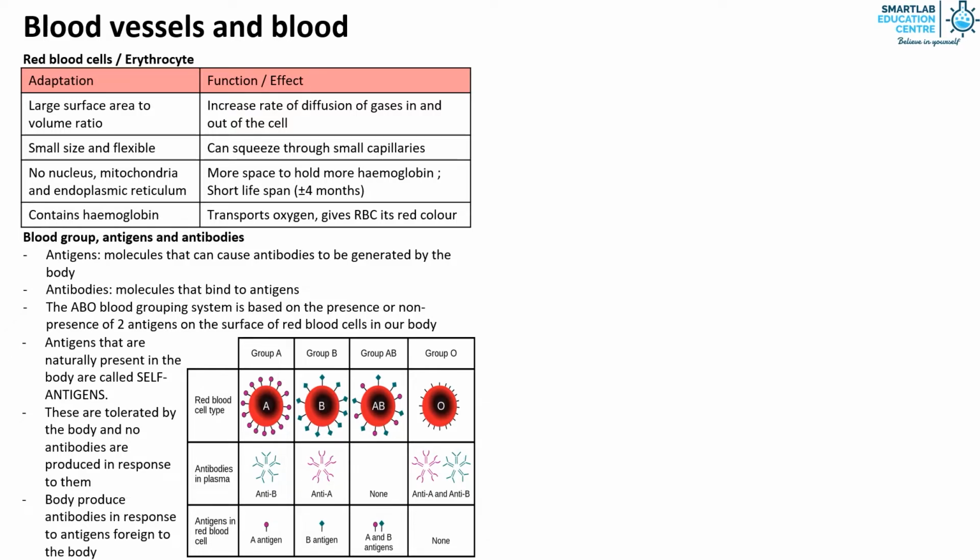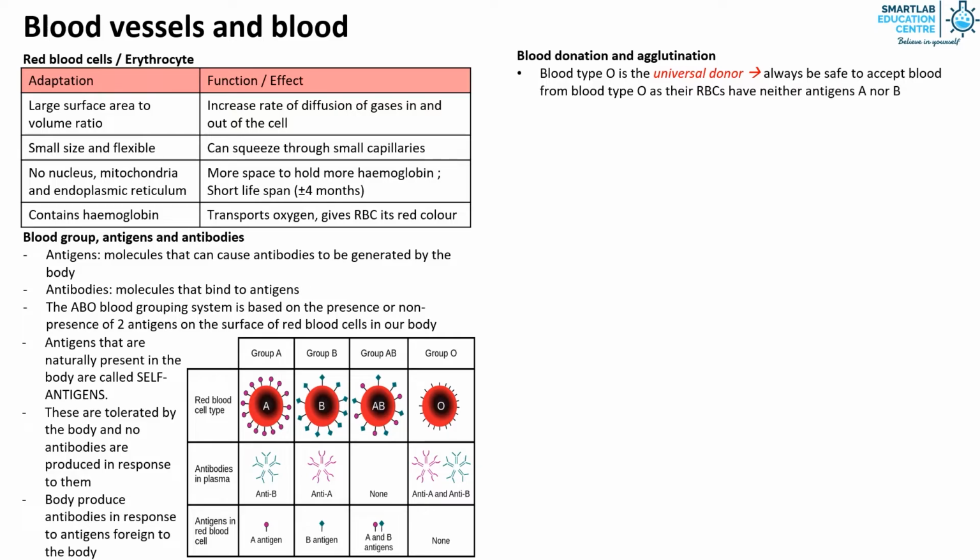We will end this video by looking at blood donation and agglutination. Blood type O is the universal donor, as it is always safe to accept blood from them since their red blood cells have neither antigen A or B. Thus, the recipient will not produce any antibodies in response to blood type O blood donation. Blood type AB, on the other hand, is the universal recipient, as it is always able to receive any blood type since their plasma doesn't have antibody A or B.